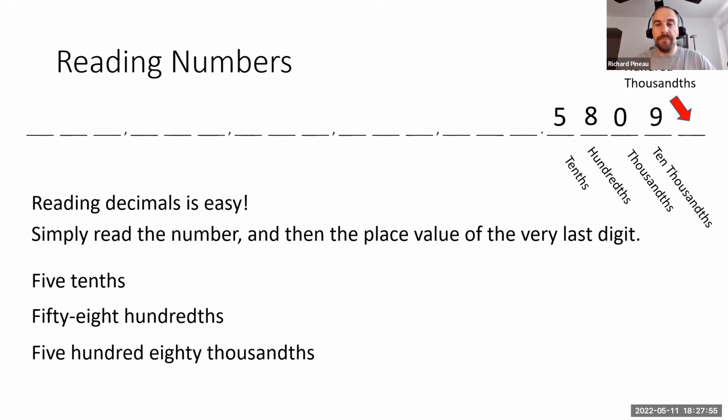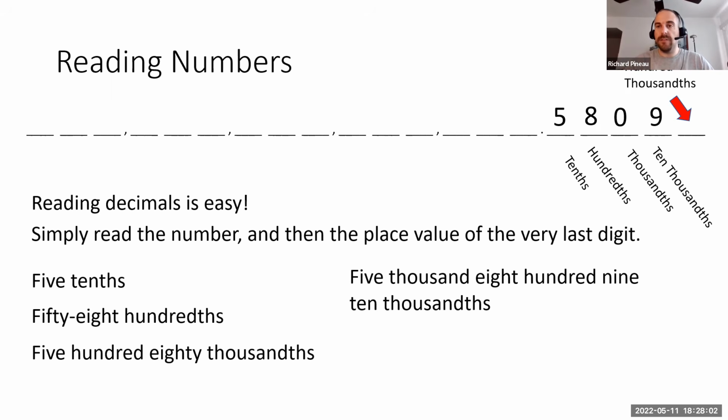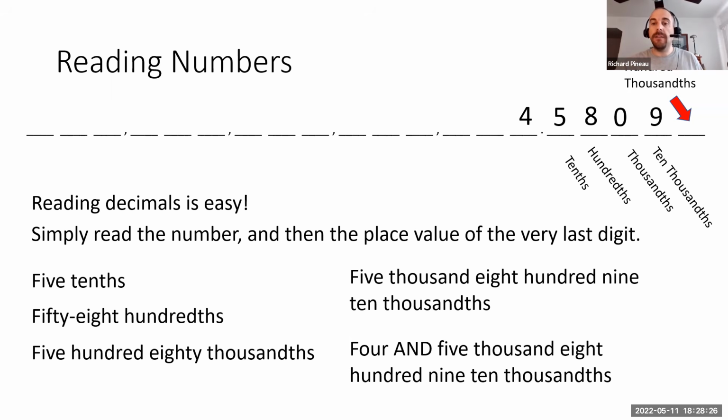How about this one? Well, I would read this as 5,809 10,000ths, since that 9 is in the rightmost digit, the 10,000ths place. Now, what happens then if I put a number on the left side of the decimal with some values that are on the right side? Then how do we read this? Well, again, we work left to right. So I see that that 4 is in the ones place, so it's simply 4. We read the decimal as "and," so 4 and 5,809 10,000ths. And there it is on the screen written out for you.